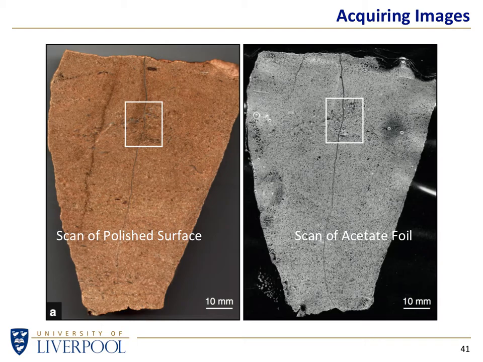So let's just have a quick look at how we might image a piece of rock. One option is simply to polish the sample and then scan it, or possibly with an acetate foil, press that to the surface and then peel that off and image that.